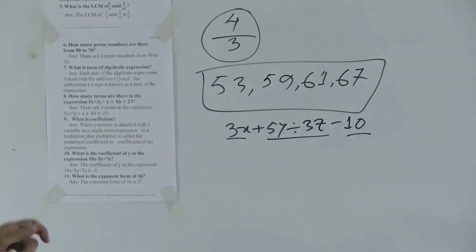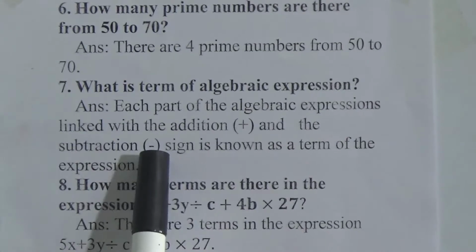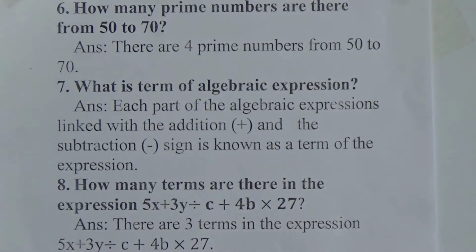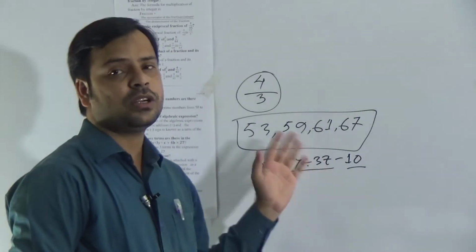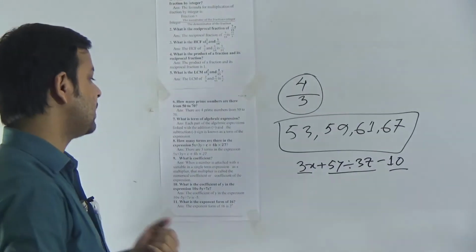It means that we can say each part of an algebraic expression linked with the addition and the subtraction sign is known as the term of the expression. The part which is linked with addition or subtraction sign is known as terms of an algebraic expression.